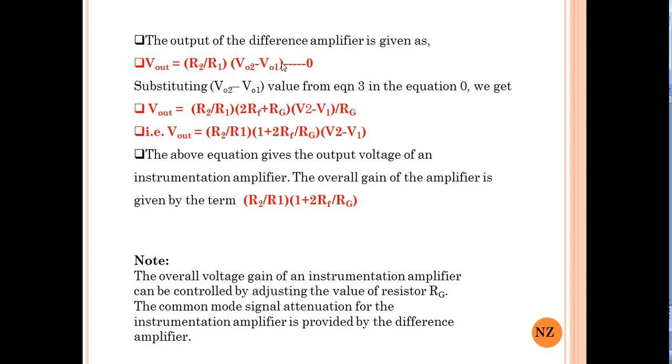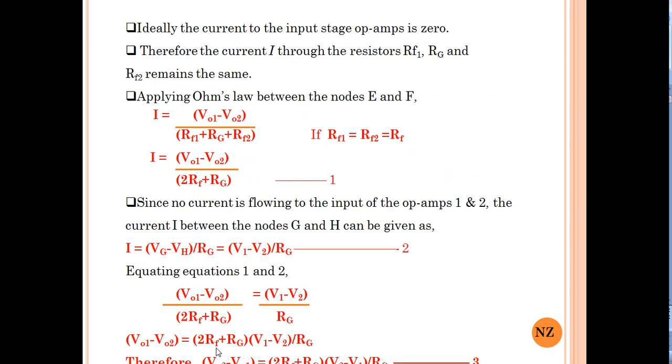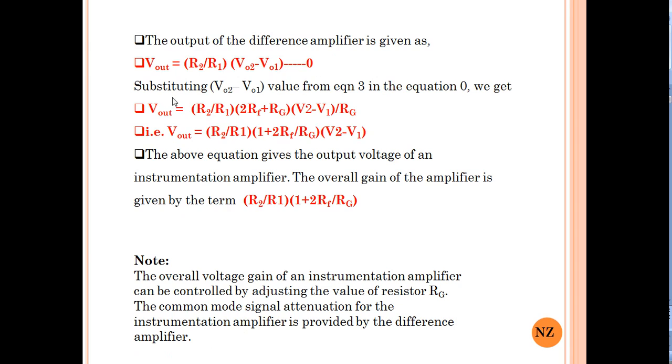We can substitute this value in this particular equation. So substituting the value of V02 minus V01 from equation 3 in the zeroth equation, we get Vout equal to R2 divided by R1 into the value of V02 minus V01, that is (2RF plus RG) into (V2 minus V1) divided by RG. We can simplify further: as RG is common, we can write this as 1 plus 2RF by RG. This is nothing but simple simplification.